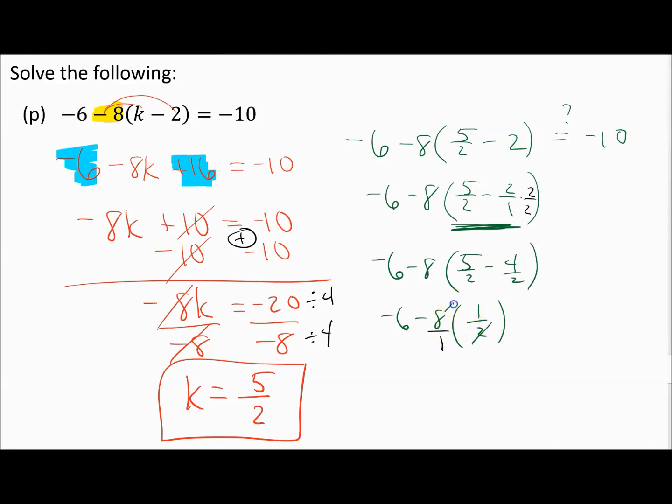And this 2 and this 8 have a factor of 2 in common, so that turns into a 1 and a 4. So this is negative 6 minus 4. Finally, you can think about this as negative 6 plus a negative 4, like that, which definitely gives you negative 10. And way over there, straight down, checks out.